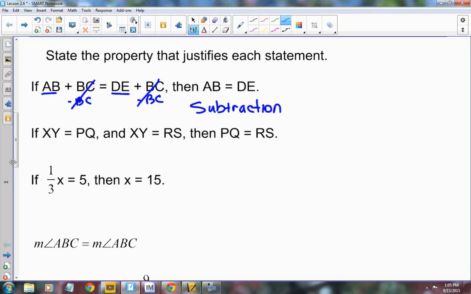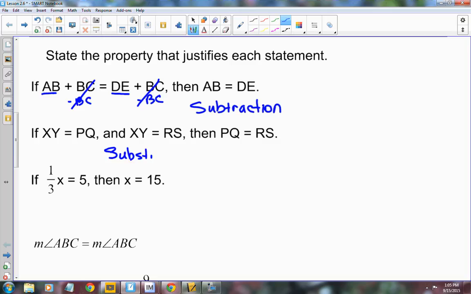Okay, here's another one. If xy equals PQ and xy equals RS, then PQ equals RS. Yes. That is substitution. See, you've got xy is equal to PQ, and you have xy is equal to RS. You have xy equal to 2 different things, okay? Or the 2 different things both equal xy. You can think of it like that. And so since they're both equal to the same thing, they're equal to each other. Okay? And so that would be substitution.